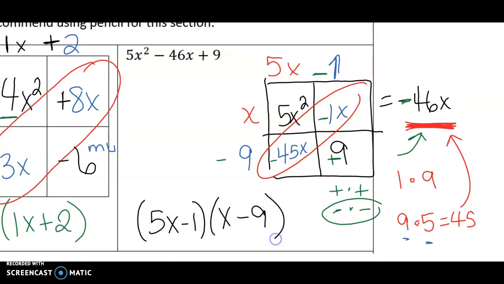Again, if you did some guess and check, that's completely fine. You could have done 1 times 9, 3 times 3, but make sure that you try to look for those things. Like here, we looked for 46 being really big.